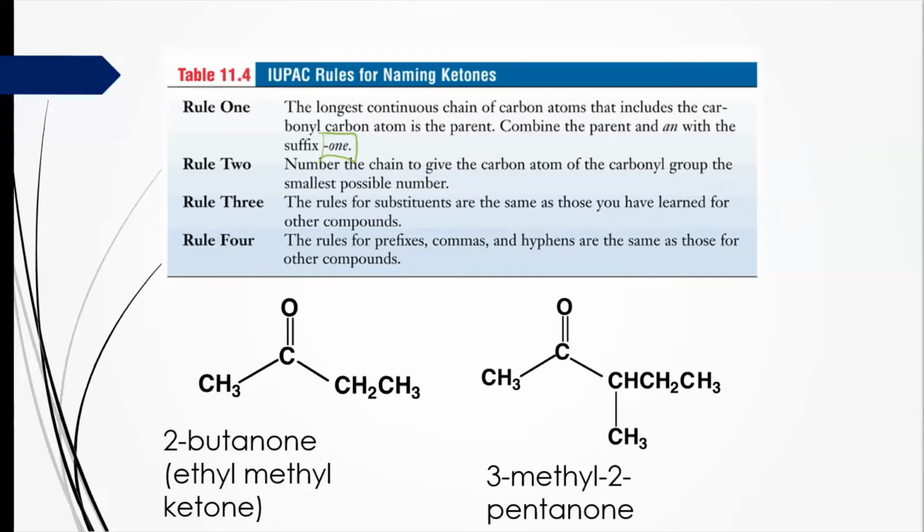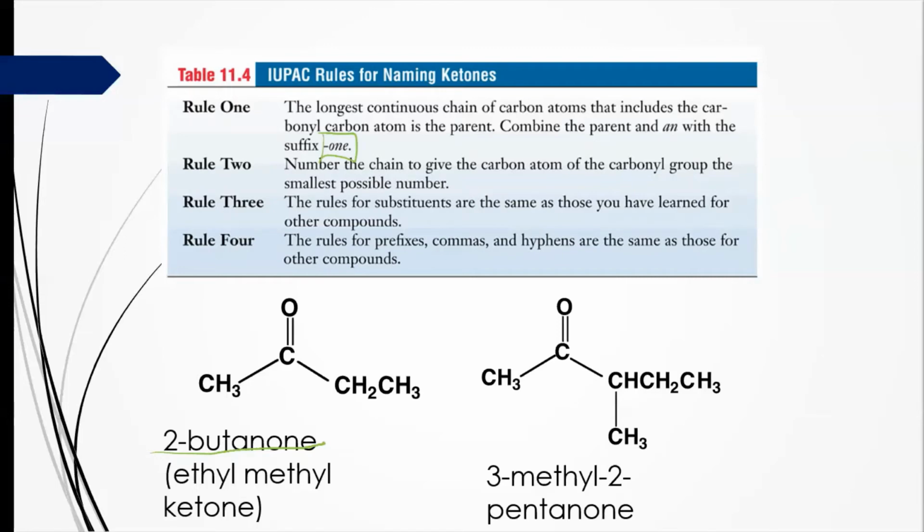And that number is going to help us know where we should locate it. So 2-butanone lets us know that on the second carbon, we should have that double bond to that O. It still follows the same prefix rule. So if we had 2 of them, we would say it was dione.